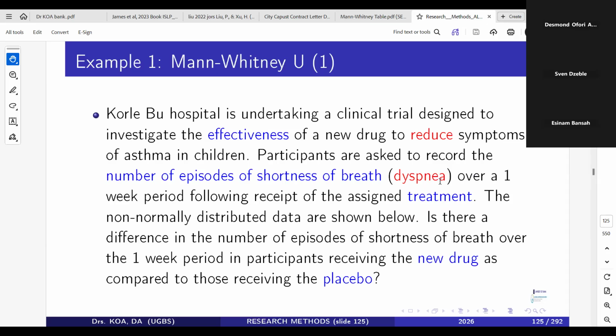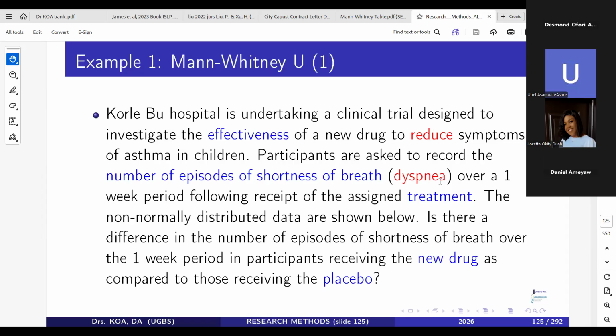Dyspnea. Okay, that is wrong. Dyspnea. That's wrong. Loretta. Dyspnea. Again. Dyspnea. Very good.